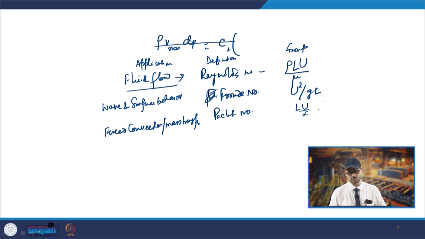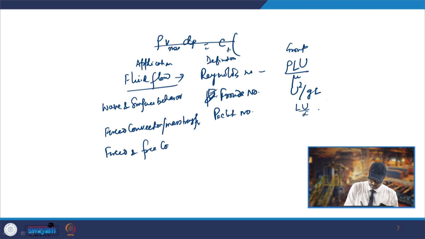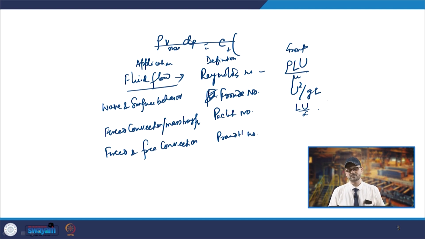Similarly, when you have the atomization of liquid jets, in those cases you come across the Weber number. So, there you have the surface tension term coming into the picture. Then many times in the case of forced and free convection, you come across the group that is your Prandtl number, and the Prandtl number is defined as mu Cp by K.